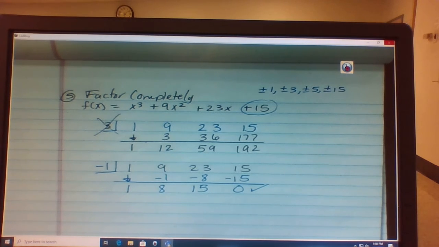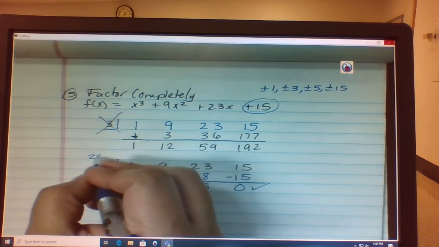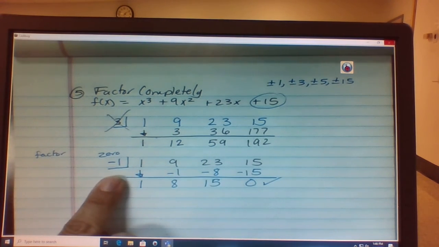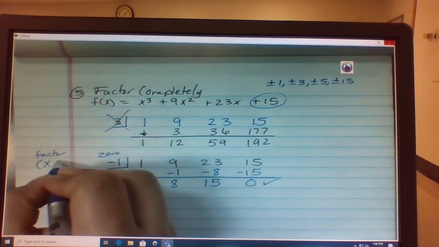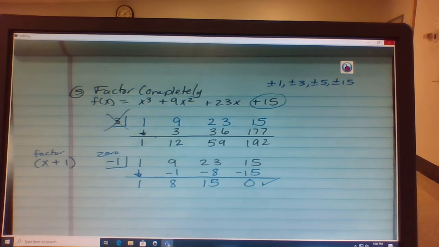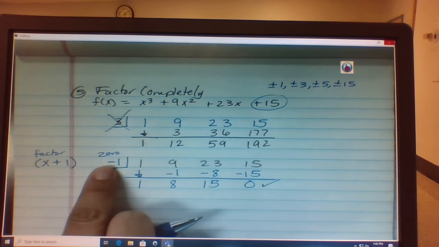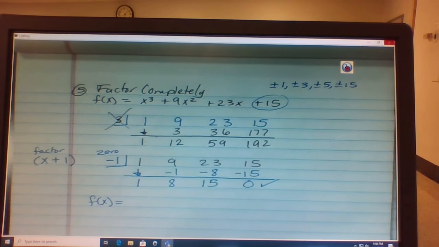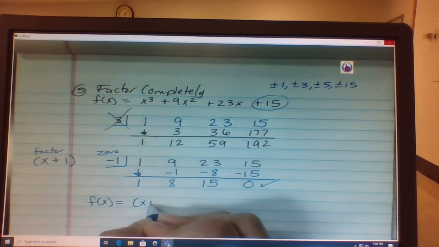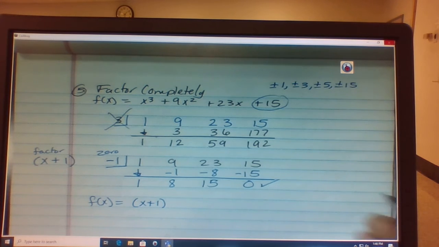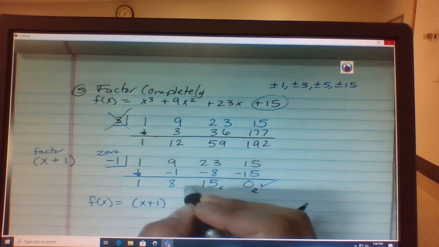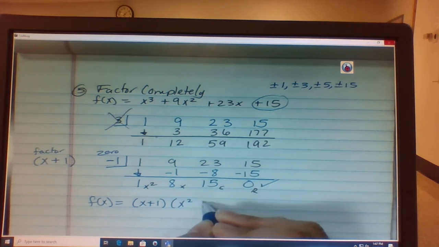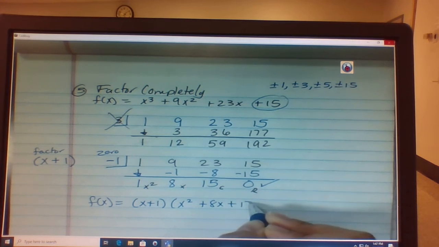Perfect. So that tells me this is a 0, but which is the factor that gives me that 0? x plus 1. x plus 1 is your factor, negative 1 is your zero. So from this part, if you don't have a calculator, your answer should be x plus 1. Please remember, this is your remainder, your constant, your x, and your x squared. So this is x squared plus 8x plus 15.